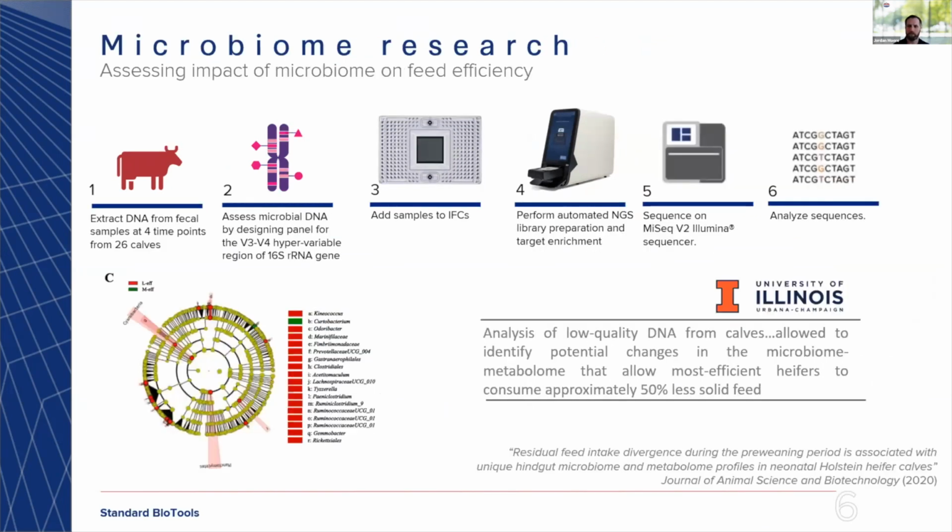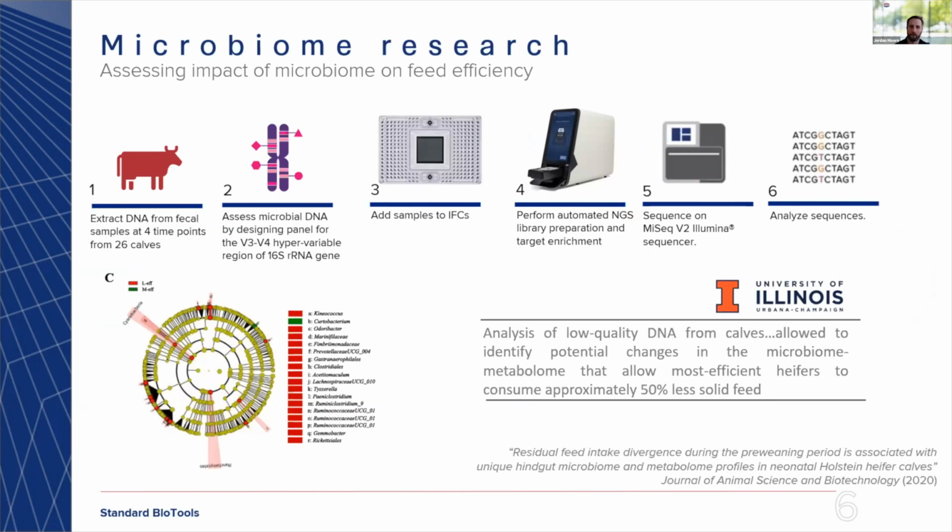In this particular study from the University of Illinois, looking at microbial research, this was DNA from fecal samples, of course not really the greatest quality. There can be a lot of inhibitors. It was taken at 4 different time points from 26 calves. They looked at the microbial DNA by looking at a panel for the V3, V4 hypervariable region of the 16S gene. Again, samples were loaded onto the IFCs.